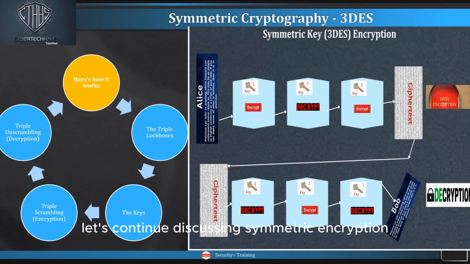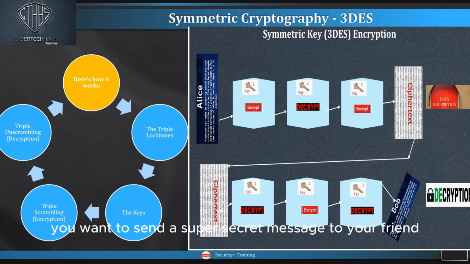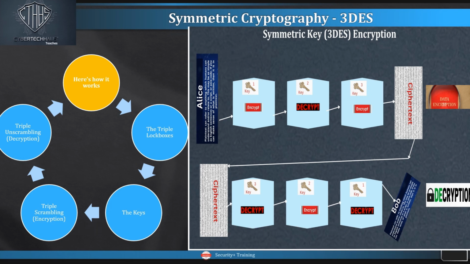Let's continue discussing encryption, and specifically this time triple DES. When people figured out how to pick the DES lock, they needed a quick fix. Enter triple DES. Imagine you want to send a super secret message to your friend. You're worried someone might try to intercept and read it, so you need extra strong encryption. This is where triple DES comes in.